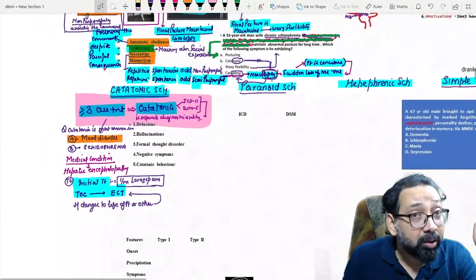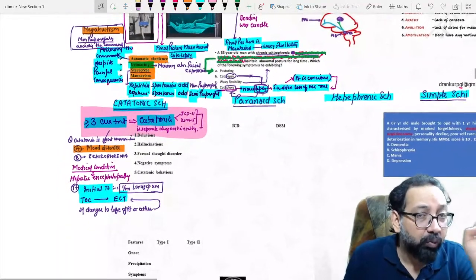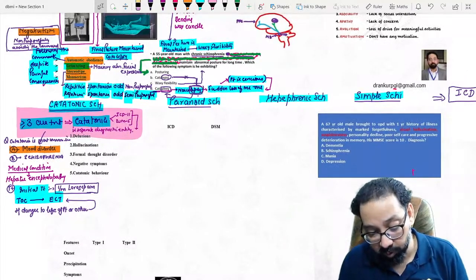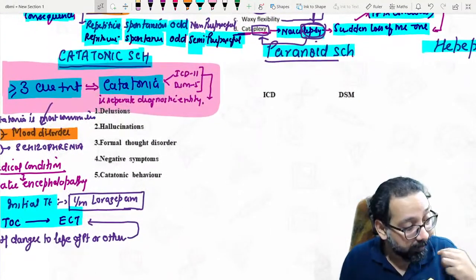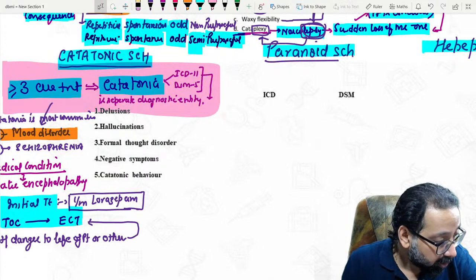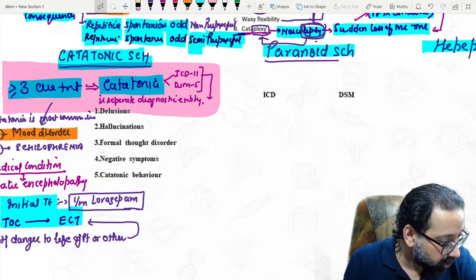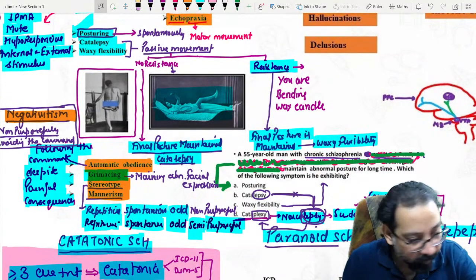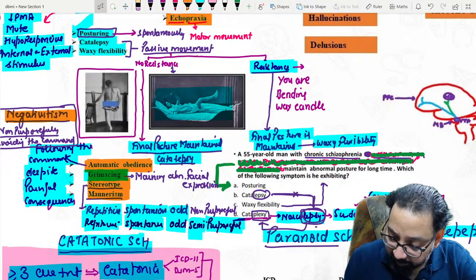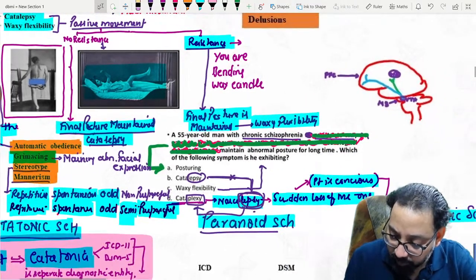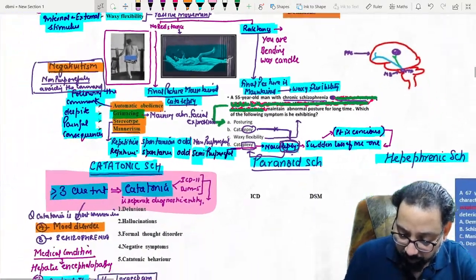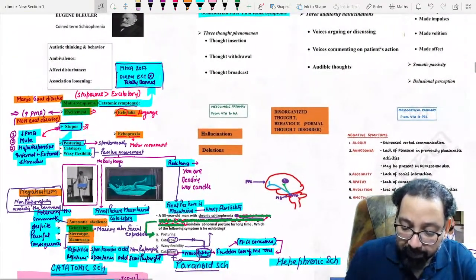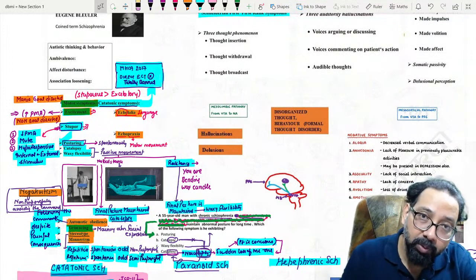In delirium tremens, we give IV, because in delirium tremens we maintain a cannula. I discussed cataplexy, dear. Cataplexy is seen in narcolepsy, sudden loss of muscle tone. So one way is to describe it separately, another way is to merge.